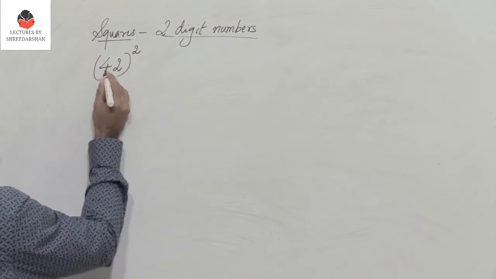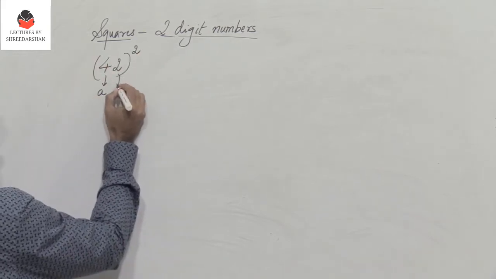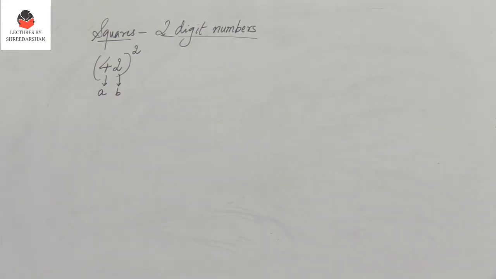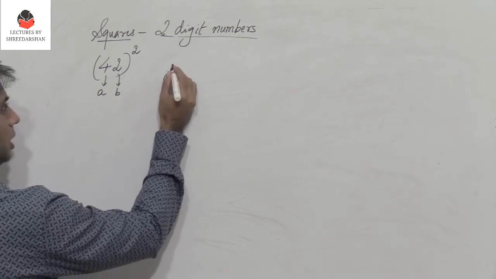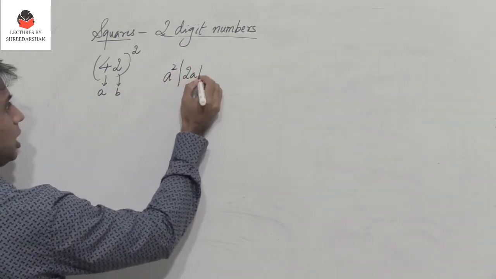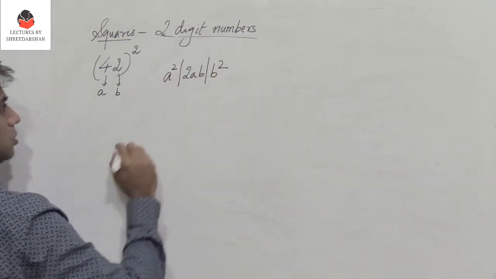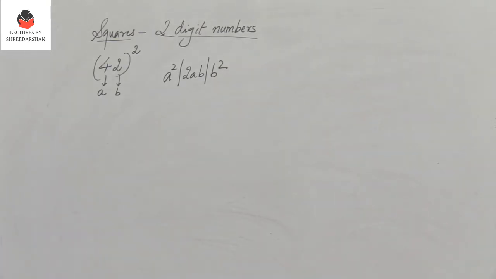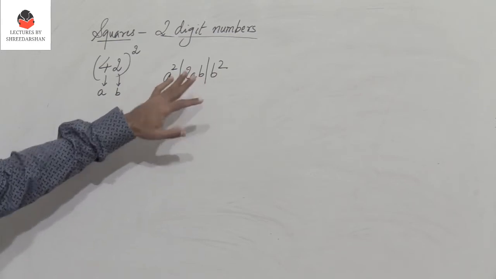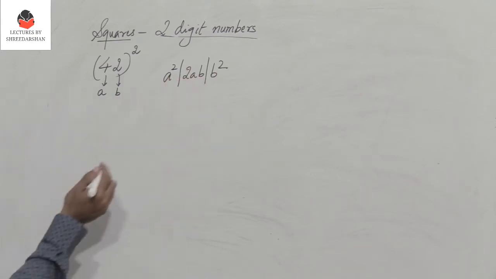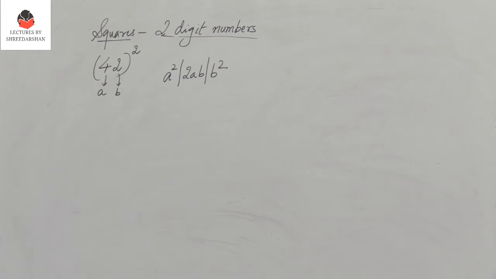Let me call the first number A and the second number B. Let us write an expression: A square, 2AB and B square. This has nothing to do with (A plus B) the whole square. So I have A square, 2AB and B square, and these lines are referred to as balancing lines. Let us see how we can find the square of 42 very easily.